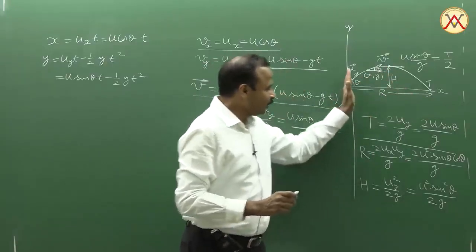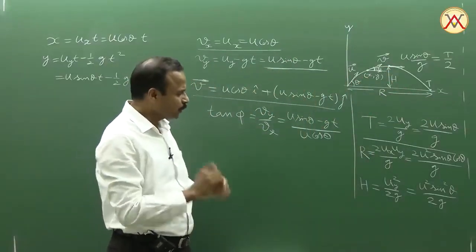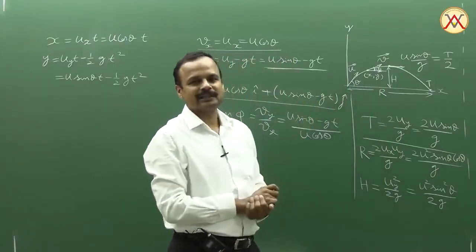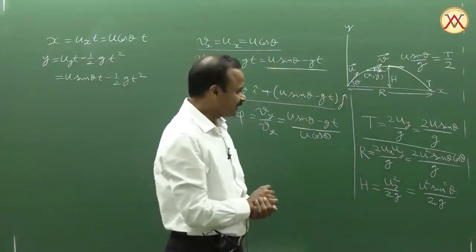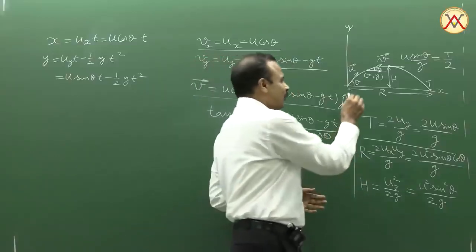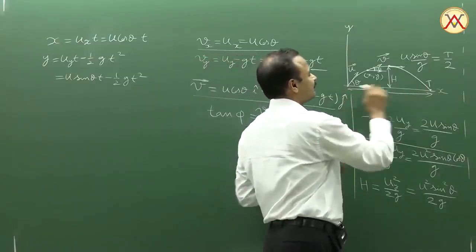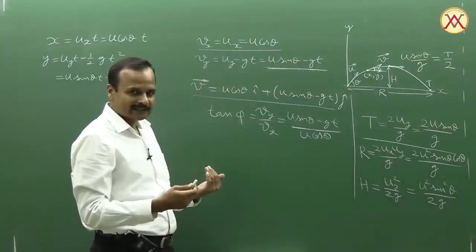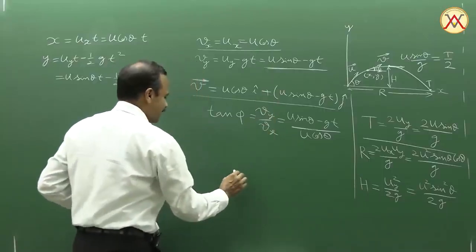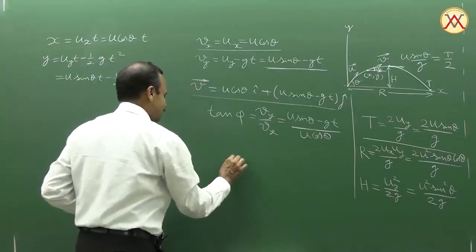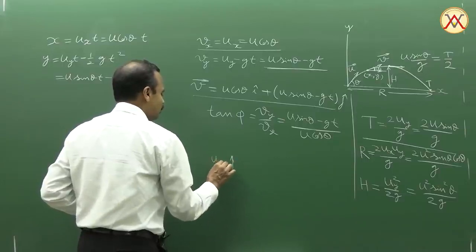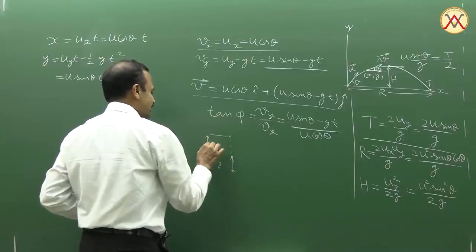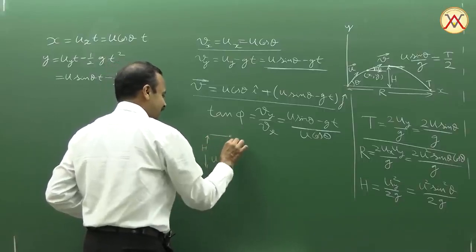In fact, there is another way of looking at it. What you can do is look at the motion in the x direction and y direction separately. Motion in the x direction is extremely simple. The particle is just moving with a constant velocity, which is u cos theta. What is happening in the y direction? If you look at the y direction, it is basically a particle thrown up with a velocity uy. It goes up to a certain height, which is the maximum height, and then it comes back.